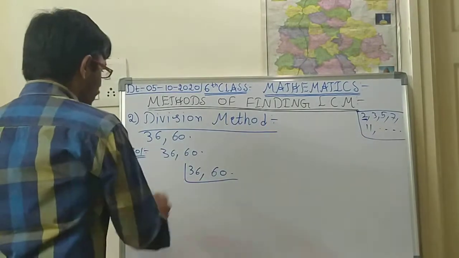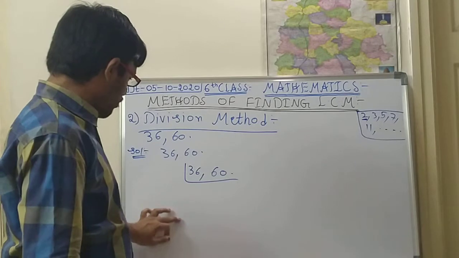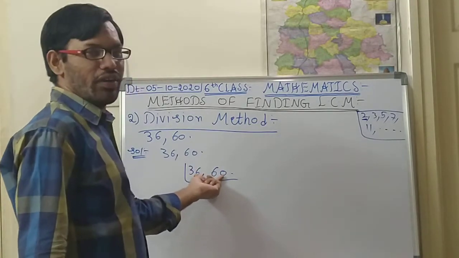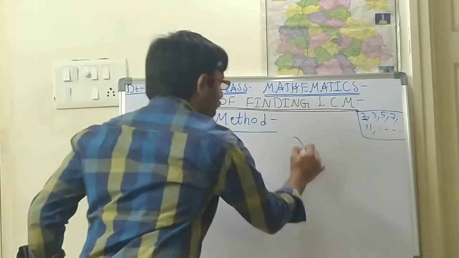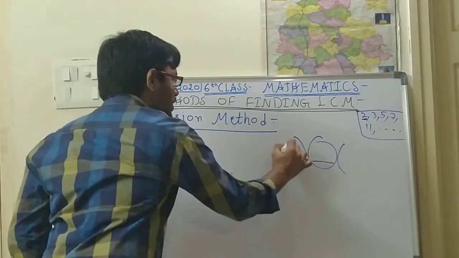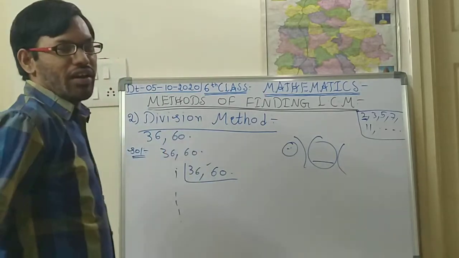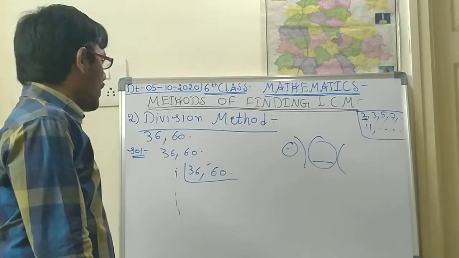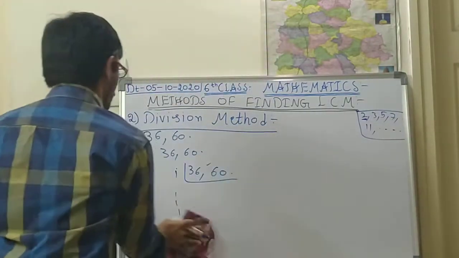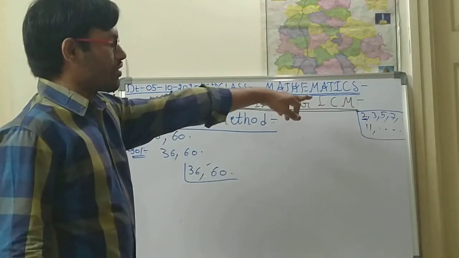Here, whatever numbers we write on the side will be the divisors, and these two numbers will be considered the dividend, the middle part. So in this division method, how can we identify the divisors? First take only prime numbers. What is the first prime number? 2.